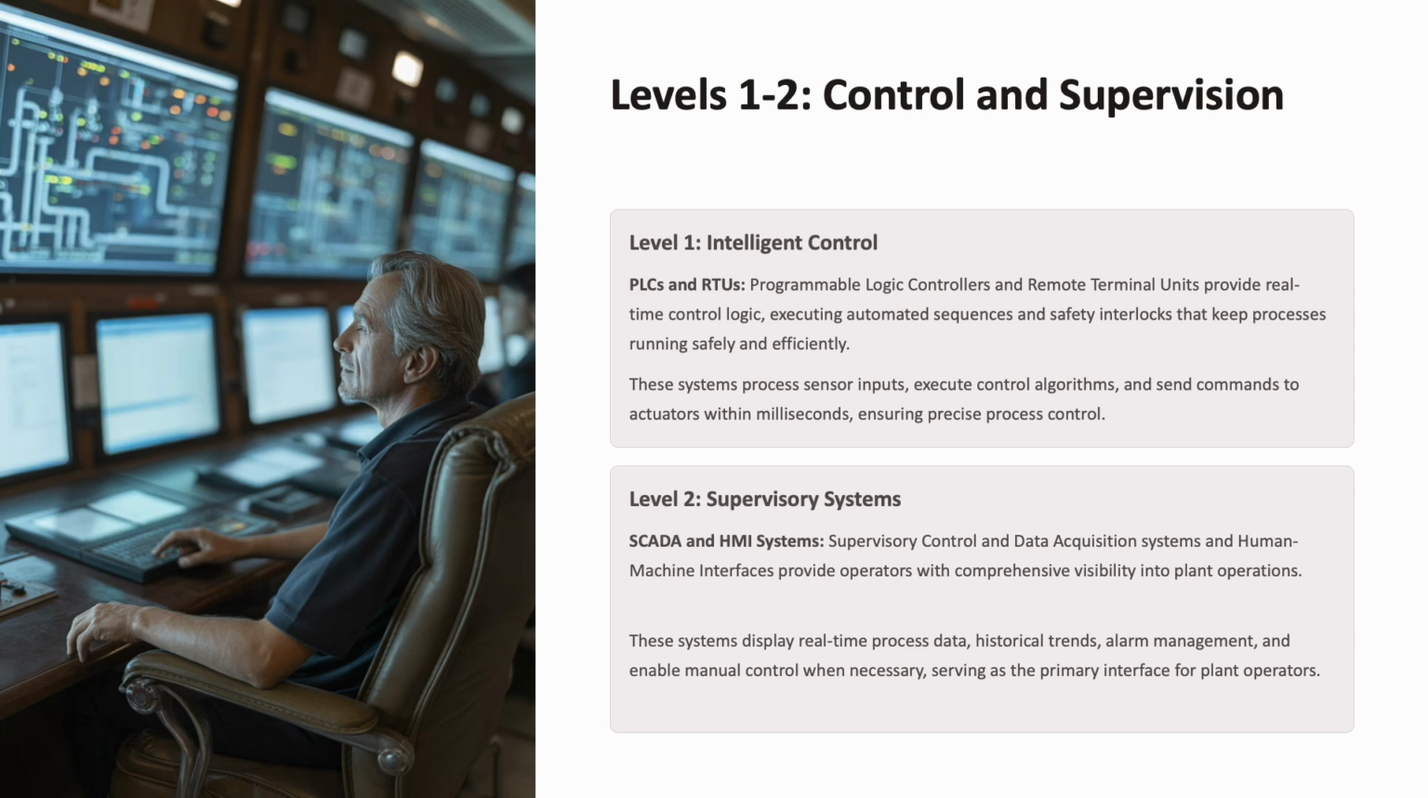Together, level 1 and 2 ensure that both automated control and human oversight combine to keep industrial operations precise, reliable, and adaptable.